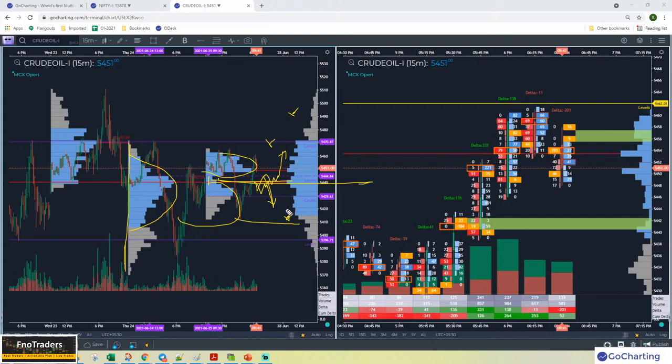Will the entry be on the high or low of the candle? No, I did not understand the question. Sorry. If you can rephrase the question, Ramesh, please, it will help.